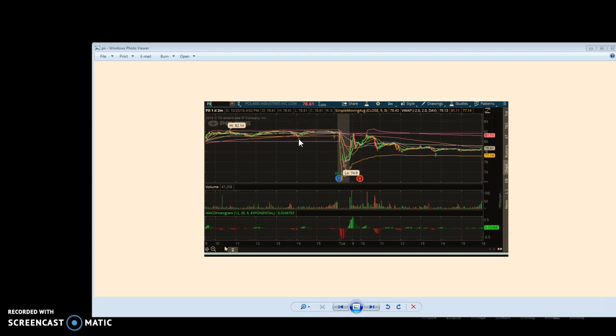I very seldom will hold my trades overnight unless that was the plan when I bought or sold the stock short. The majority of my trading is shorting. I'm a sell side guy. I love shorting stocks.